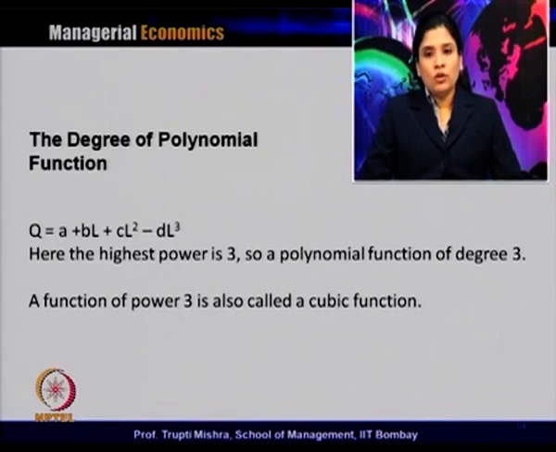Let us take one more example in terms of a cubic function. So, here what is the functional form? The functional form is q is equal to a plus bl plus cl square minus dl cube. Here the highest power associated with the coefficient is 3, and this is a polynomial function of degree 3. A function of power 3 is also called a cubic function.